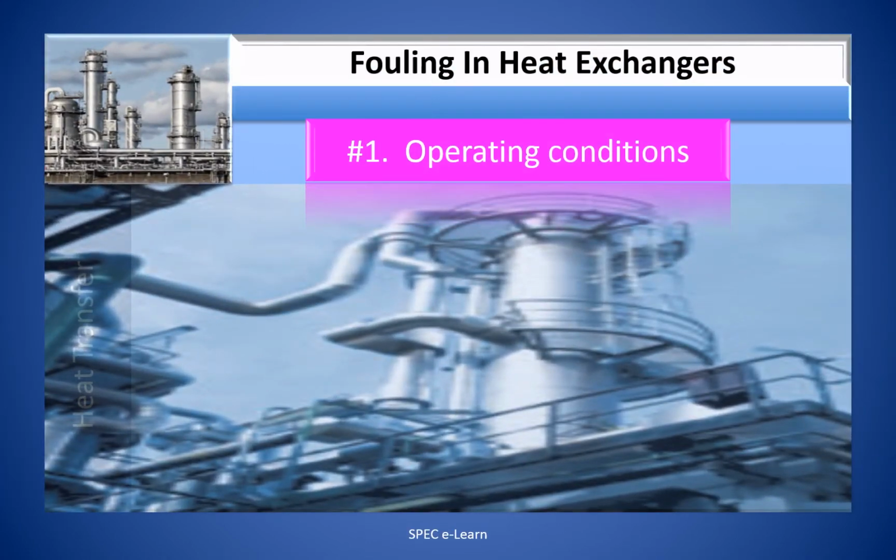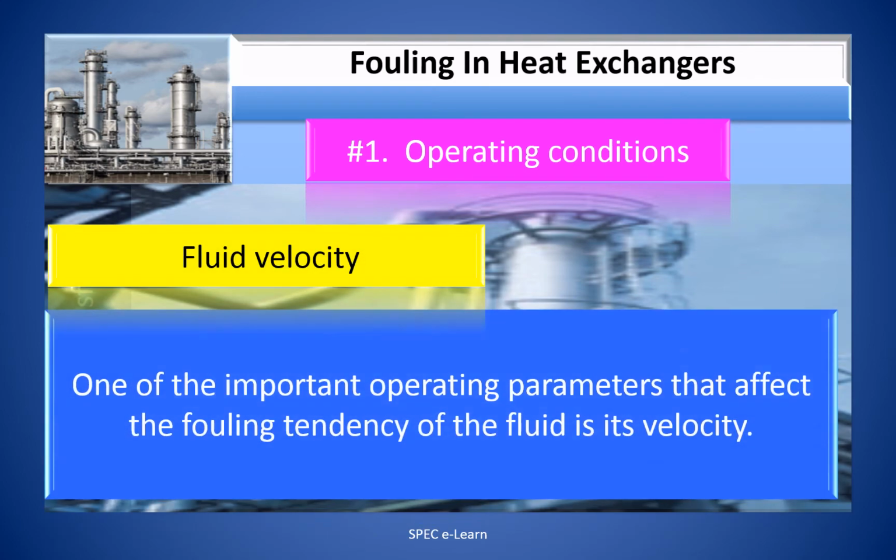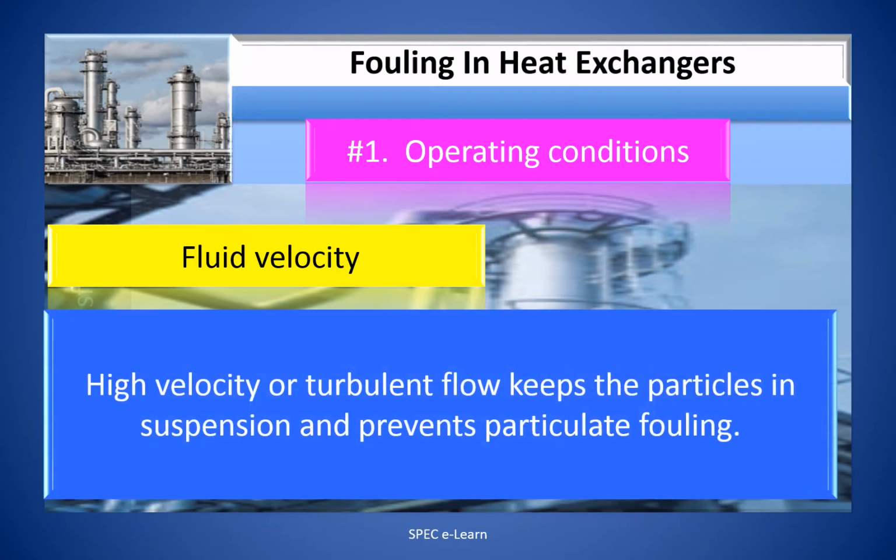First, the operating conditions. Fluid velocity. One of the most important operating parameters that affect the fouling tendency of the fluid is its velocity. As the fluid velocity increases, the rate of fouling decreases in several types of the fouling discussed earlier. High velocity or turbulent flow keeps the particles in suspension and prevents particulate fouling.